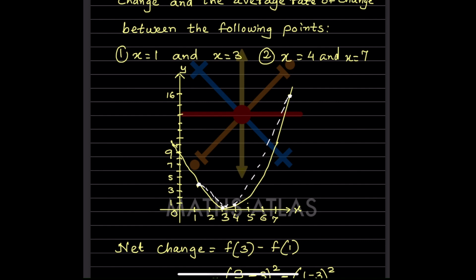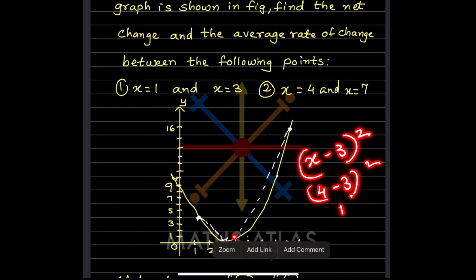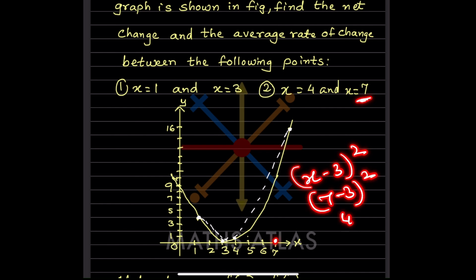So now the third one, when x is 4. When x is 4, we are again going to put it in that one, (x minus 3) whole square. So that will be (4 minus 3) whole square, that will be 1 square is 1. So the point is going to be here. And the last point, that is when x is 7. So (x minus 3) whole square, that is going to be (7 minus 3) whole square. So 4 square, that is going to be 16. So the point is here.